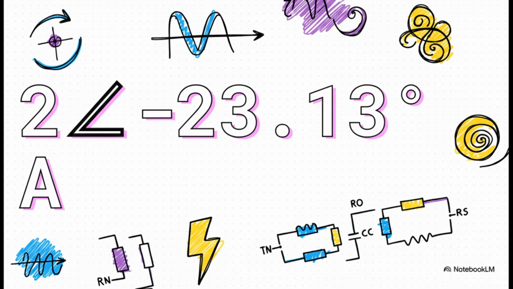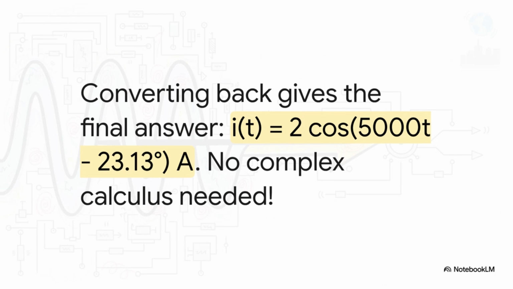So what this is telling us is that the current's wave will have an amplitude of 2 amps, and it's going to be shifted a little bit, by about negative 23 degrees compared to the voltage. Simple as that. And finally, step 3. We just translate that phasor back into the time domain. And there you have it. That is the final steady-state answer for the current in that circuit. No differential equations, no worrying about transients, just a clean, simple, and frankly beautiful process.